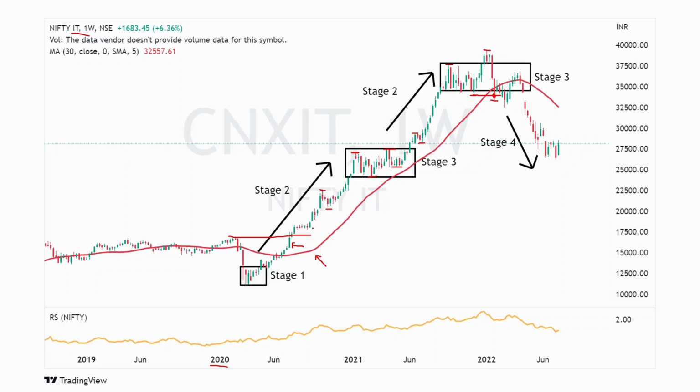So if we are participating in the sector, this is our entry and this point is our exit.